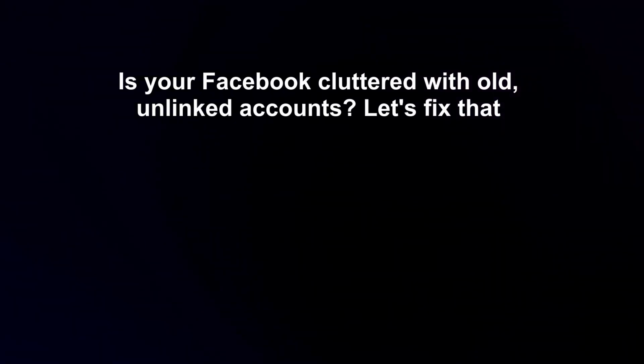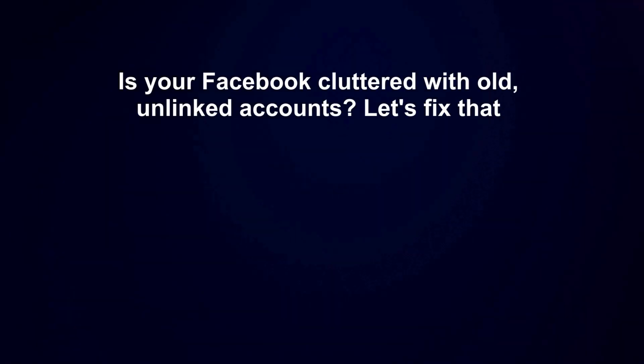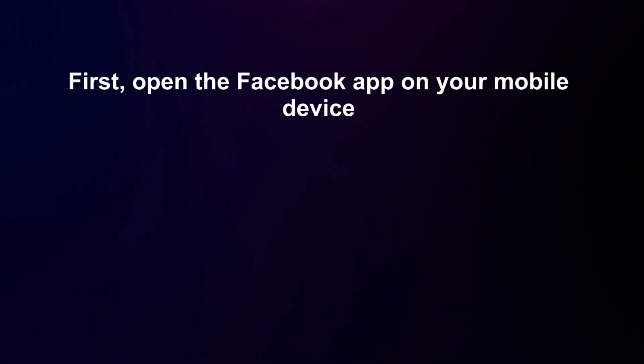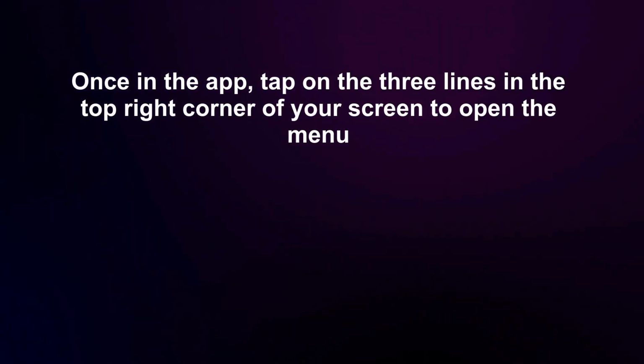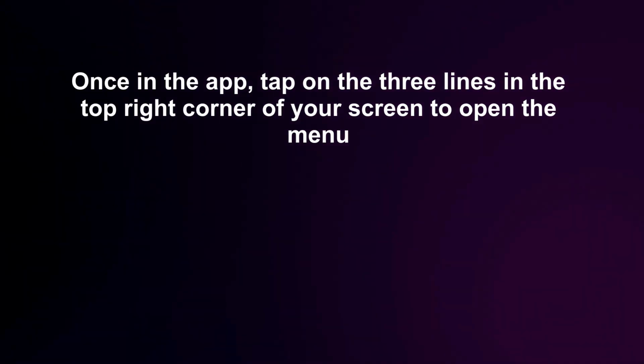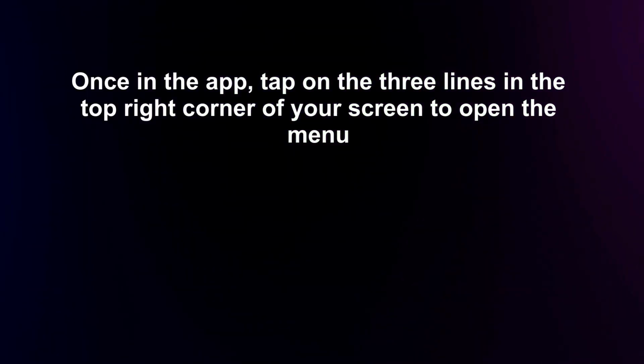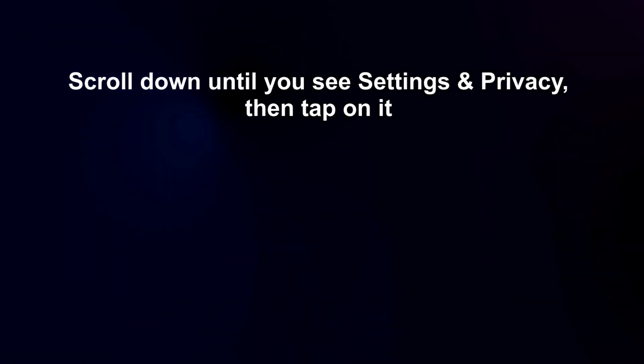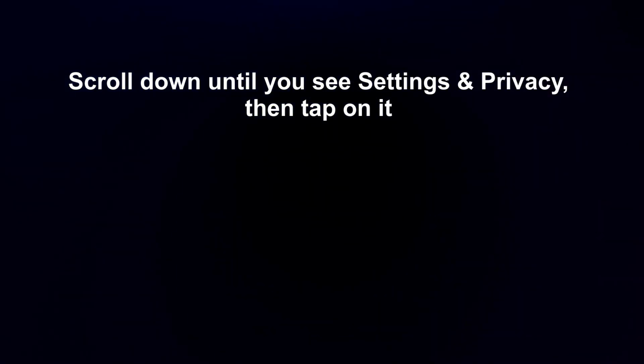Is your Facebook cluttered with old, unlinked accounts? Let's fix that. First, open the Facebook app on your mobile device. Once in the app, tap on the three lines in the top right corner of your screen to open the menu. Scroll down until you see Settings and Privacy, then tap on it.